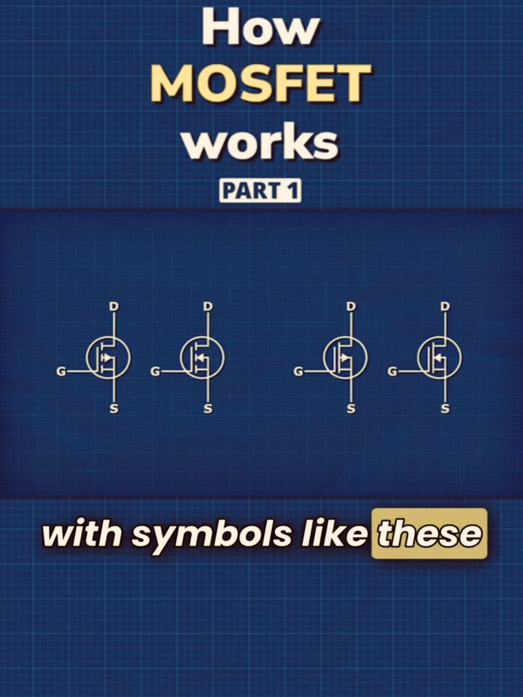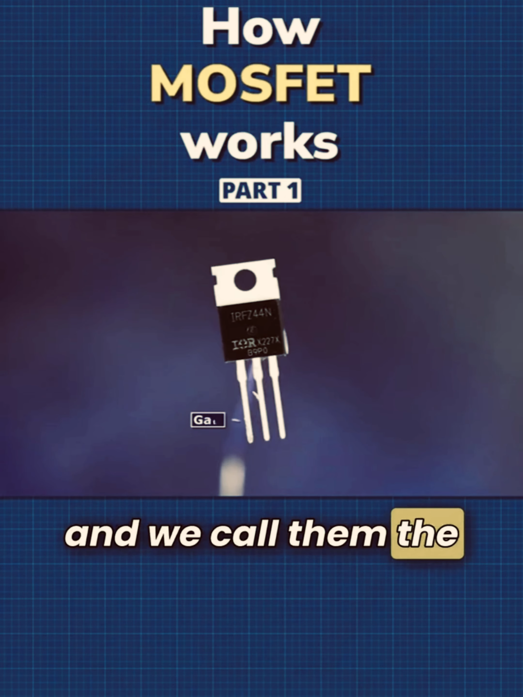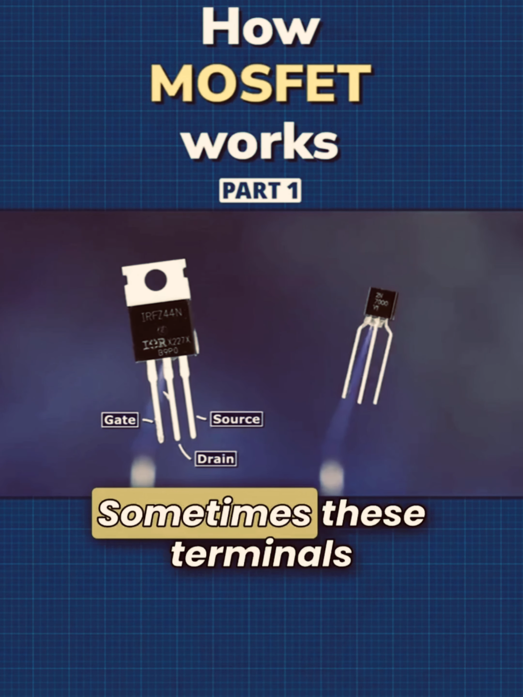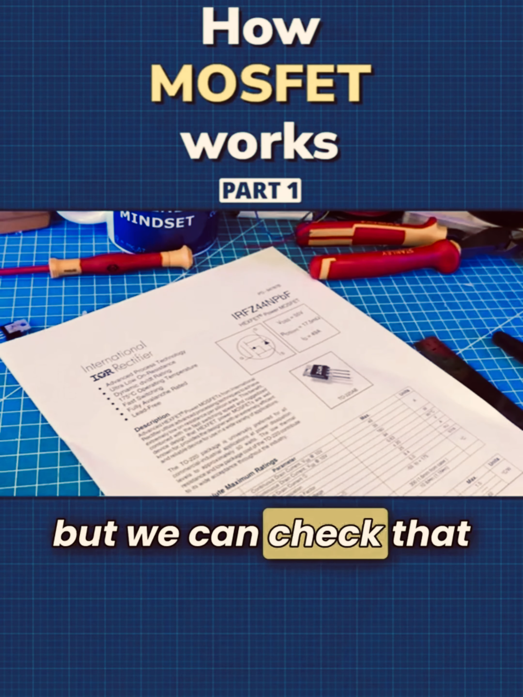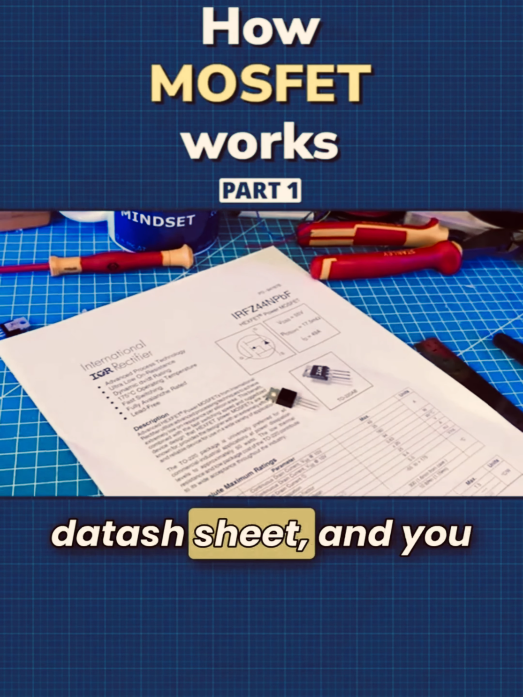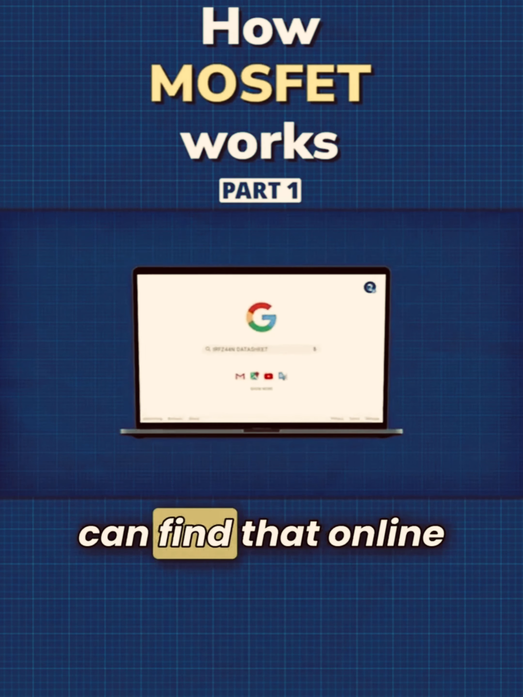MOSFETs have 3 pin terminals, and we call them the gate, drain, and source. Sometimes these terminals are in a different order, but we can check that on the manufacturer's datasheet, and you can find that online using the part number which is printed on the front of the component.